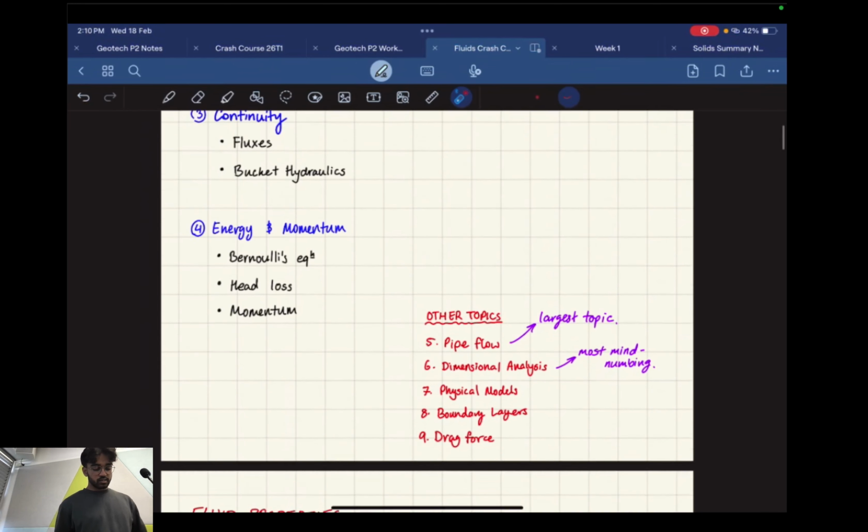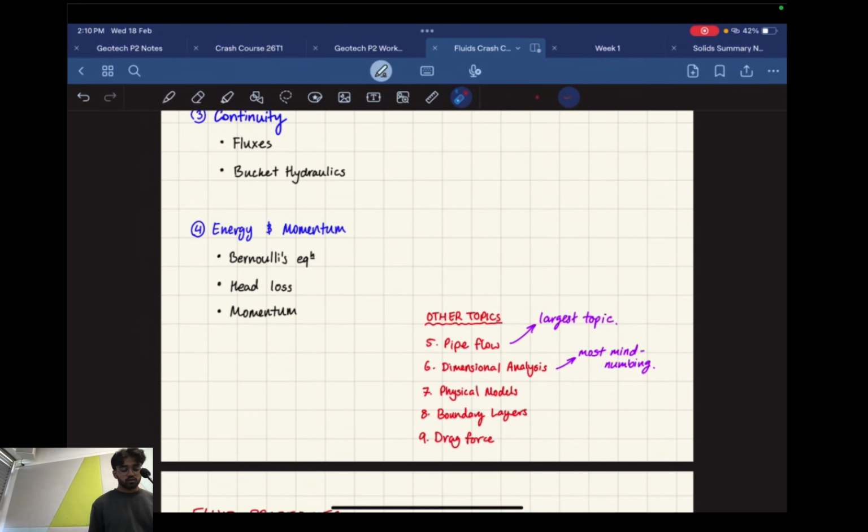So other topics that you guys will see: pipe flow, dimensional analysis, physical models, boundary layer, and drag force. Pipe flow is probably the biggest topic. It's pretty much just how fluid interacts within a pipe. Sounds pretty easy, it's a bit hard. Dimensional analysis is the most mind-numbing one. It's just math, pure theory of math, but it's not too hard.